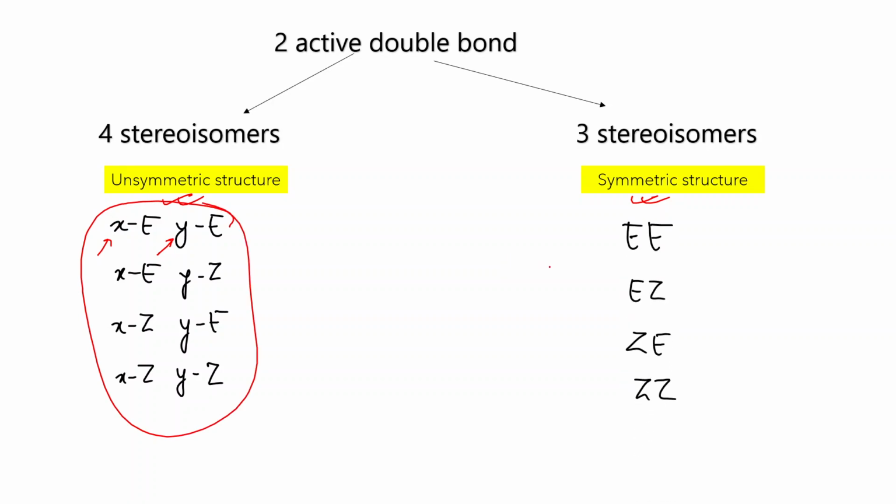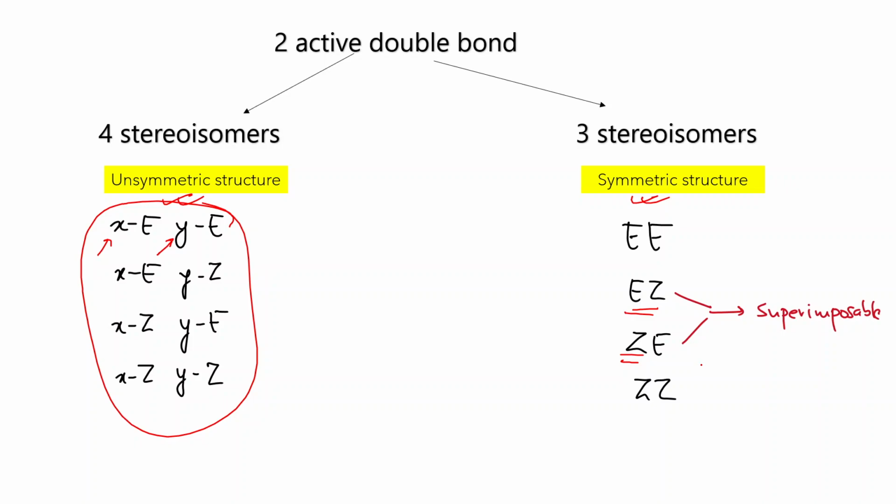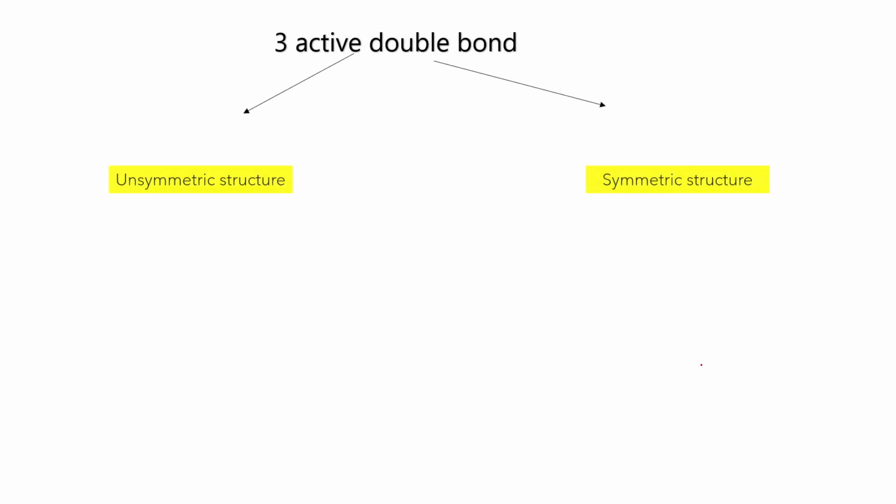And here in this case you can't write a unique number on these double bonds, so you first write these sequences and you figure out that these two are superimposable, and because of that you have only 3 stereoisomers. So this is the basic idea, and we will expand on this, okay? So 3 active double bonds, what can happen? 3 active double bonds, you have unsymmetric or symmetric structure, okay?